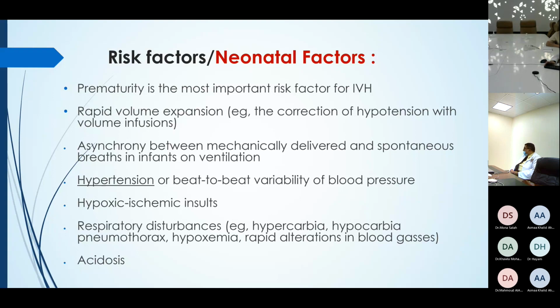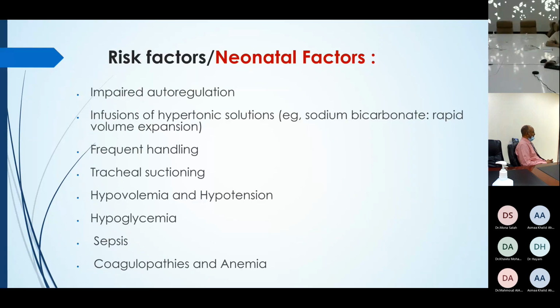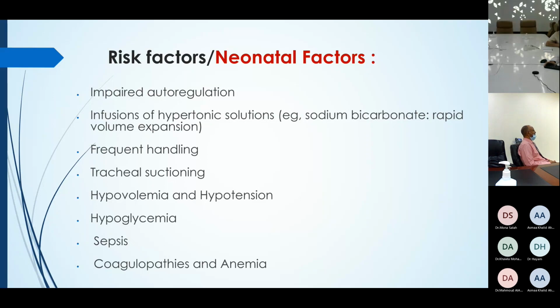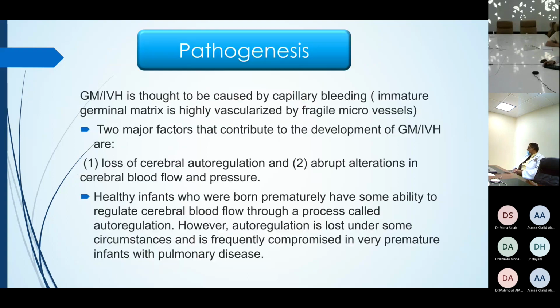Hypertension or beat-to-beat variability of blood pressure, hypoxic ischemic insult, respiratory disturbances like hypercarbia, hypocarbia, pneumothorax, and impaired autoregulation, we will explain this later. Infusion of hypertonic solution like sodium bicarbonate, which leads to rapid volume expansion. Frequent handling, tracheal suction, hypovolemia, hypotension, hypoglycemia, sepsis, coagulopathies, and anemia.